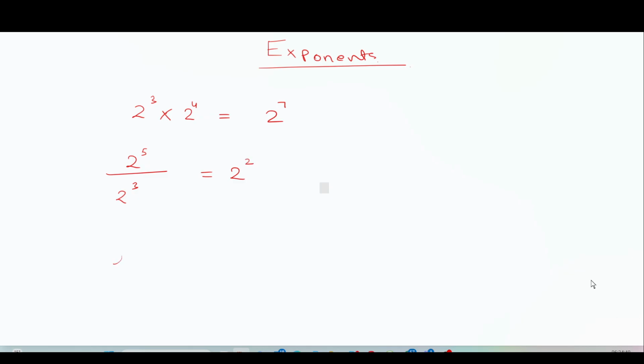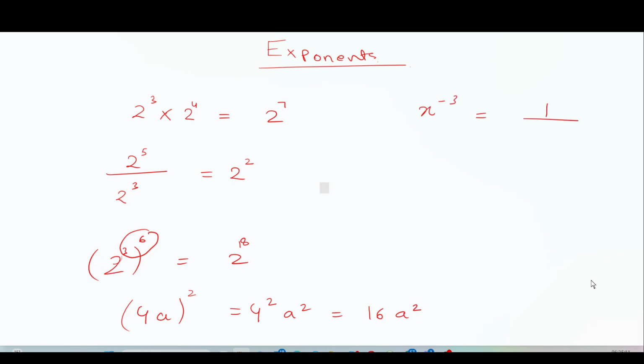If we have 2 to the power 3 whole to the power 6, then we multiply these two, 6 times 3 is 18, so this would be 2 to the power 18. If we have 4a whole squared, we can write it separately, like 4 to the power 2, a to the power 2. 4 squared is 16, a squared is a squared. If we have a negative power like x to the power negative 3, that can be written as 1 over x to the power positive 3, right? So these are some of the exponent rules that you need to remember, okay?